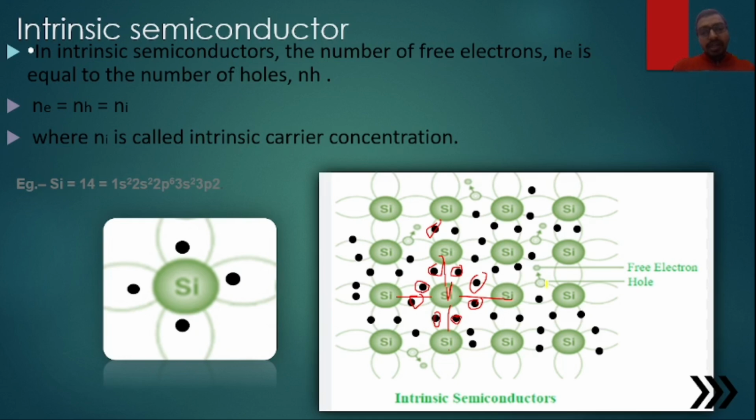Okay, this means the electrons will be excited. Let's see the case here. The electron here gets extra energy and starts jumping to another energy level. So electrons from here jump, and the vacant space which the electron leaves is known as a hole. And the electron which leaves its position is known as the free electron.